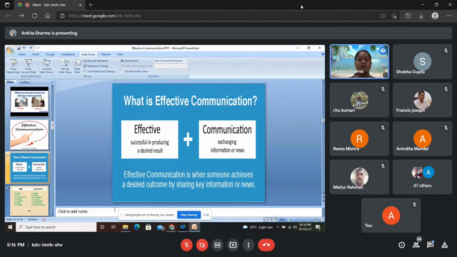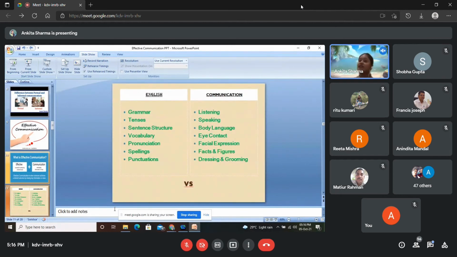A lot of people have this myth. A lot of people have the myth that English and communication are the same. People believe that if you communicate in English, you are an effective communicator. But this is completely a myth. English is more related to grammar, tenses, sentence structure, vocabulary, pronunciation, spellings, punctuation. But communication is more about listening, speaking, body language, eye contact, facial expression, facts and figures, and even dressing and grooming are a part of communication.